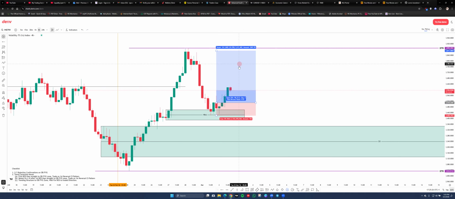So the trade is a 1:4. I just wanted to take my profits at this high here, right? I didn't want to get all the way to this point. So it's a 1:4 trade.